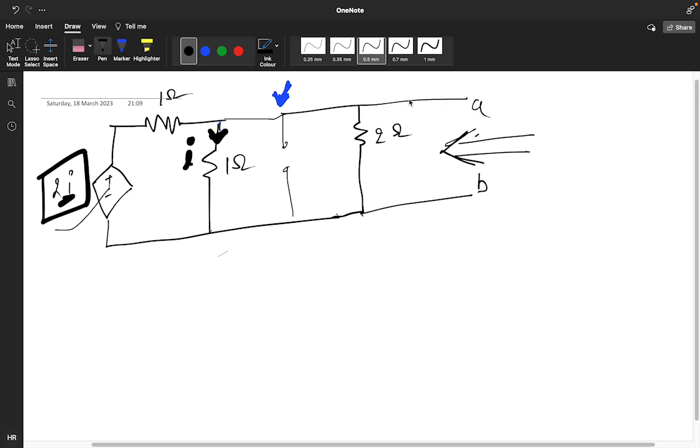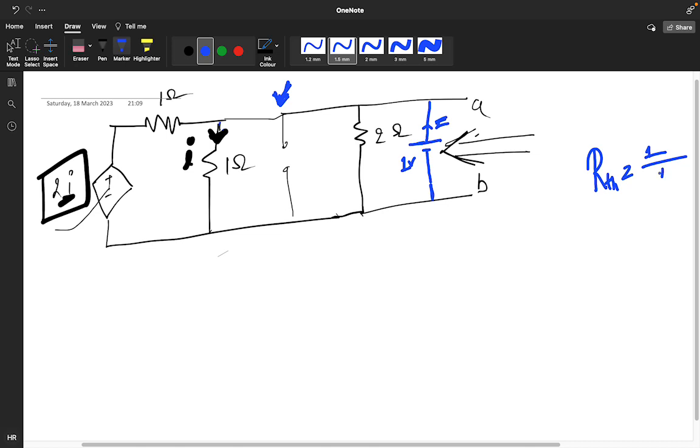Now for finding the value of RTH, here we have the I value, so we have to assume a test source voltage. This is our test source voltage. I am assuming it as 1 volt, and I am assuming one current I, this particular I current. So for finding the value of RTH, what do you need to do? V is equal to IR, that means 1 divided by this I value.